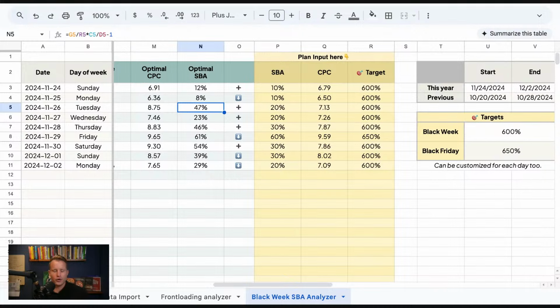And again, remember, I'm walking into Black Week with lower targets than last year. So I'm expecting my CPCs to be higher. So I'm going to do 20% Tuesday, Wednesday, Thursday. During the day, I'm going to bump it up to 30. Not a lot. Again, it says it wants me to go up to 46, but I've already spent a lot of money coming into this. I want to be more careful.